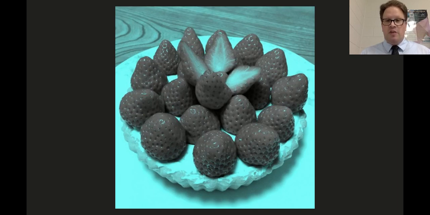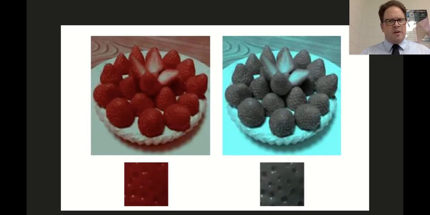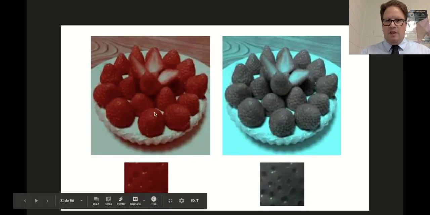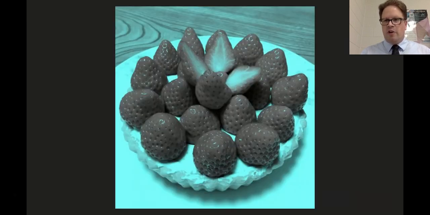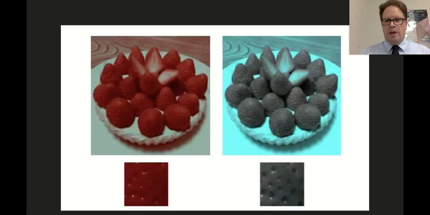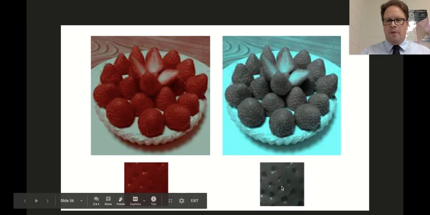So, for instance, what color are those strawberries? Chances are you're thinking red, but they're not red. These are red strawberries. If we actually look at the color of these, that's what the color is of those strawberries. But our mind tells us that strawberries are red, so these are red, even though they objectively are not red when you actually look at them objectively.